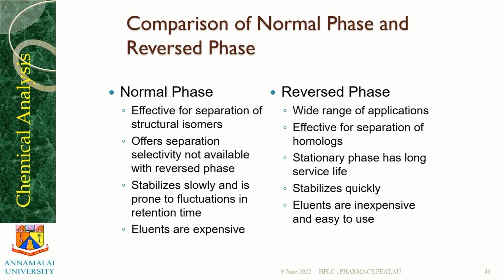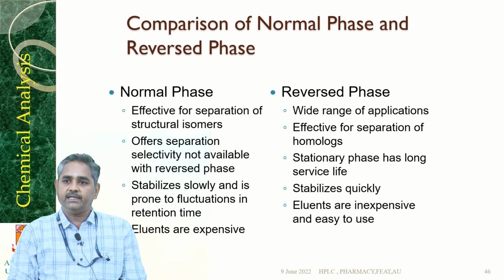Comparison between reverse phase and normal phase. Normal phase is effective for separation of structural isomers. As I said earlier, structural isomers, R isomer, S isomer, and D, L isomers can be separated by using normal phase, but the wide range of application is only for reverse phase, and nearly 99% of separations are based upon reverse phase chromatography. Normal phase offers separation selectivity that is not available with reverse phase.